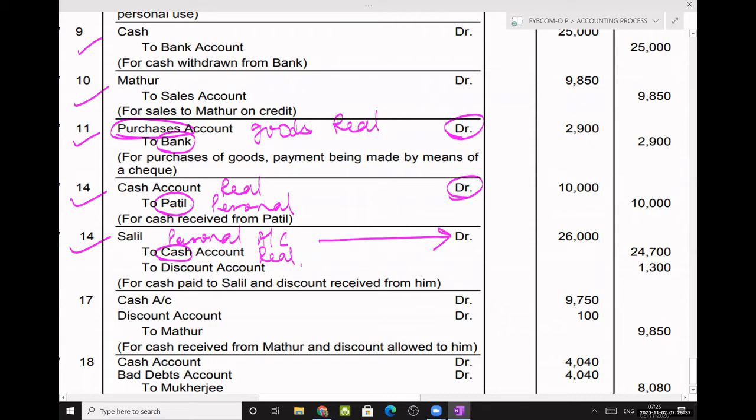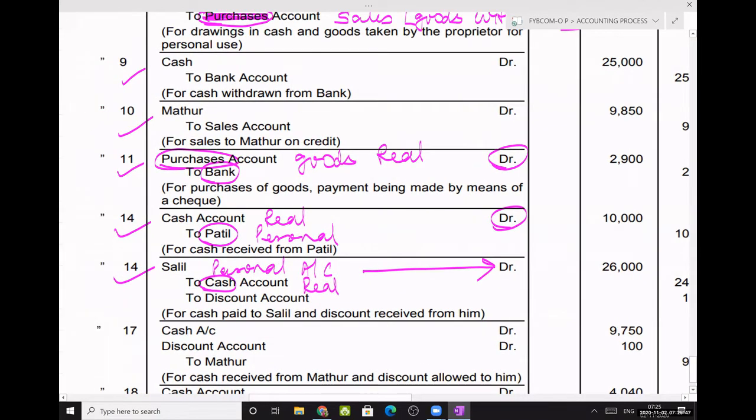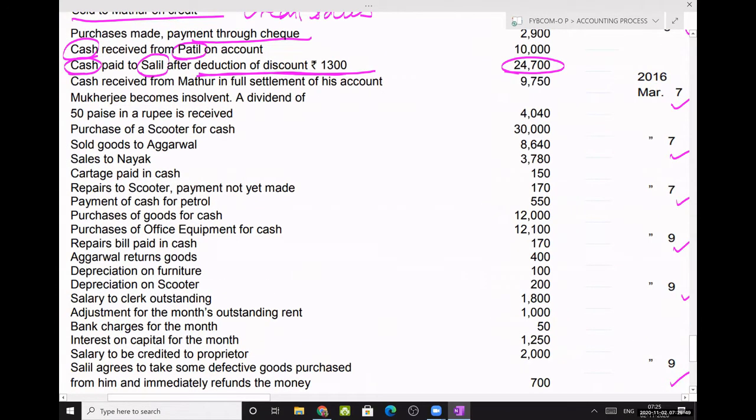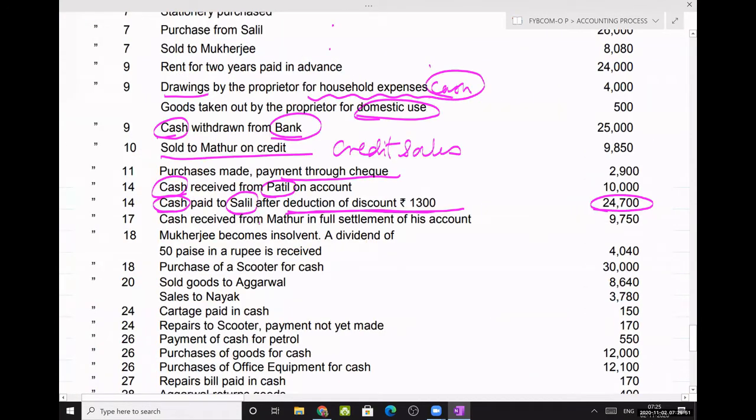Real account. What is the rule of a real account? Debit what comes in. Now listen, to Salim. I have got a cash discount, right? Cash paid to Salim. I was supposed to pay Salim how much? 24,700. And he told me he will take 1,300 less. Why? Because I am paying him cash. So I got a cash discount in this case.